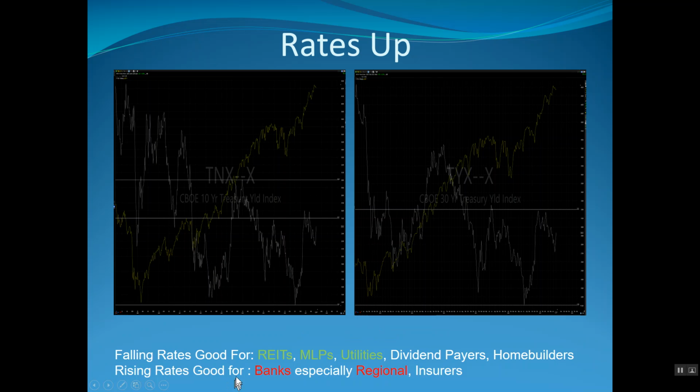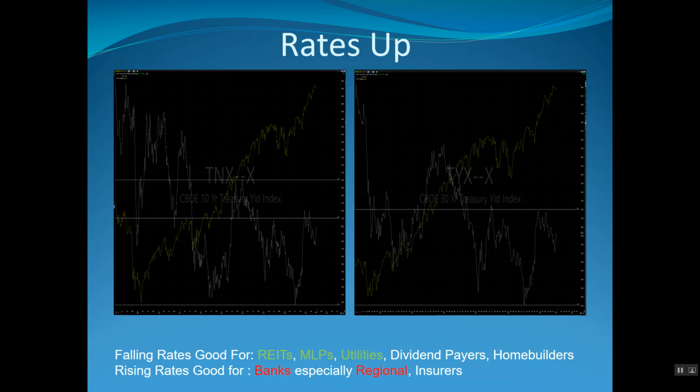So if you think about it, falling rates are good for REITs, MLPs, utilities, dividend payers, and home builders. So home builder strength with rising rates, I think, is still because rates are relatively low. Perhaps people will be incentivized to go out and refinance or, more likely, build new houses when the rates stay low because they think they're going higher. I think they're going higher.